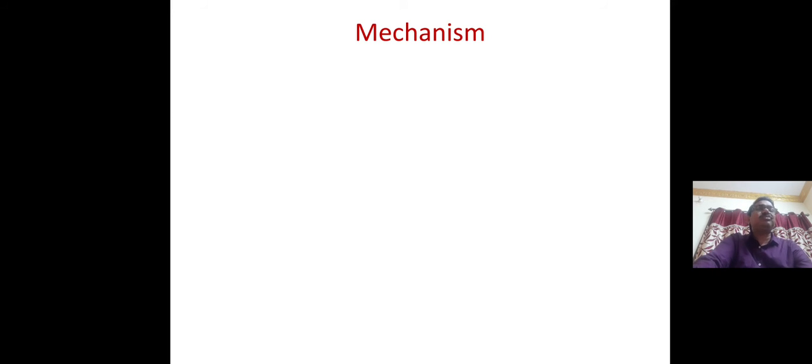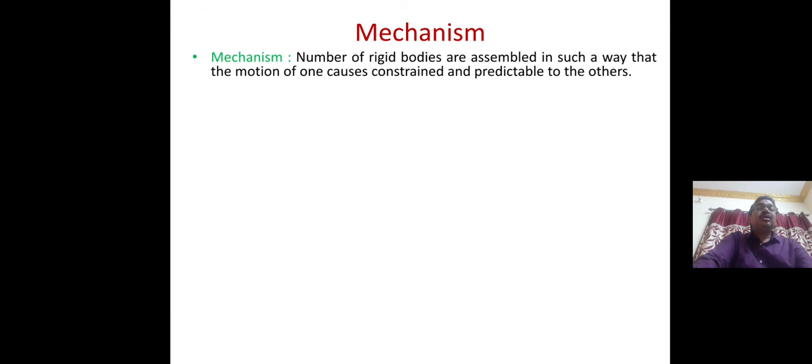Now coming to the mechanism. What is meant by mechanism? We discussed that a machine is nothing but a combination of mechanisms. A mechanism is a combination of a number of rigid bodies assembled in such a way that the motion of one causes constrained and predictable motion of the other. Different elements may be joined so that the motion of one element causes the motion of the other element or body. That is called a mechanism.